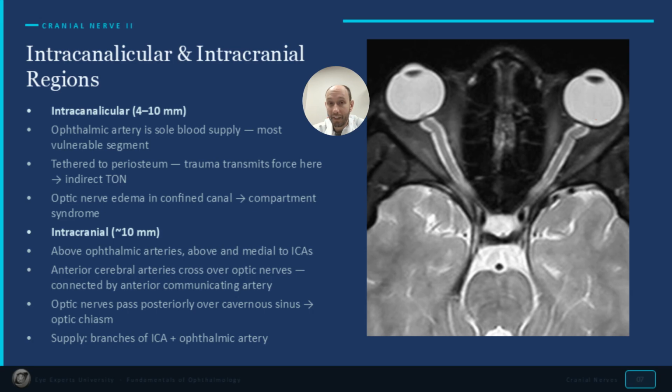Once the nerve exits the canal, its blood supply now comes from the ophthalmic artery and branches of the internal carotid. And now it has more space because it's no longer inside a tiny bony space. The anterior cerebral and anterior communicating artery run above and near the optic nerve, so an aneurysm in one of those locations could cause optic nerve compression.